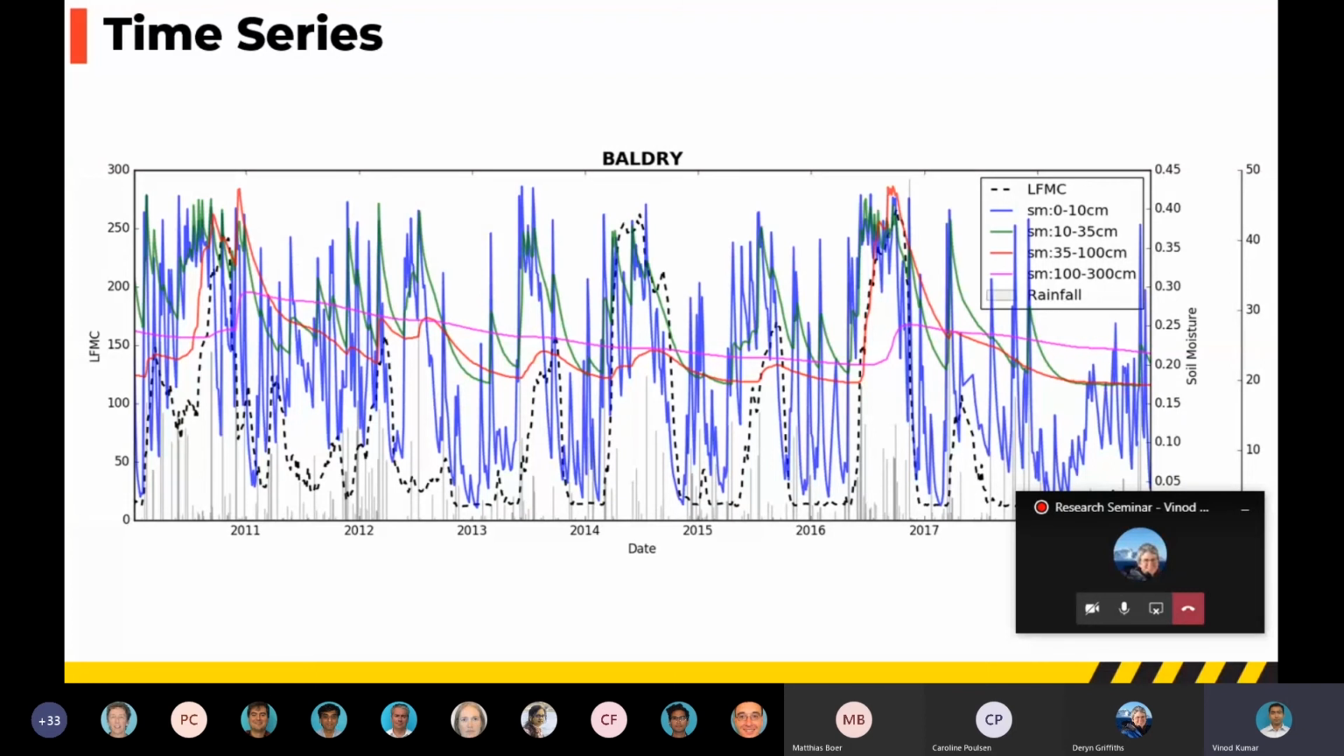And for the live fuel moisture content, one thing you notice is that it has pretty strong seasonality, and it has much stronger temporal variation than, say, the third layer, but is much smoother than the top two soil moisture layers.